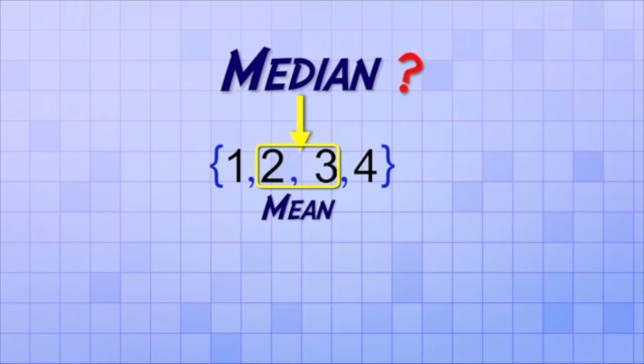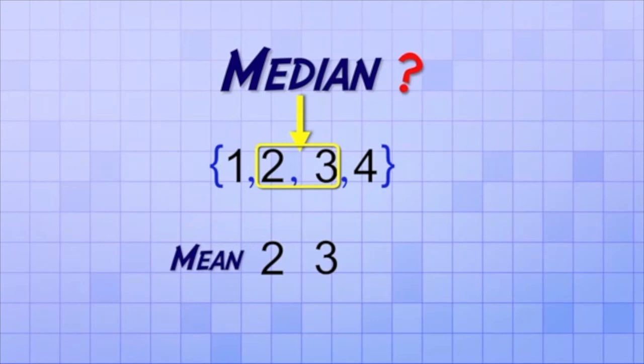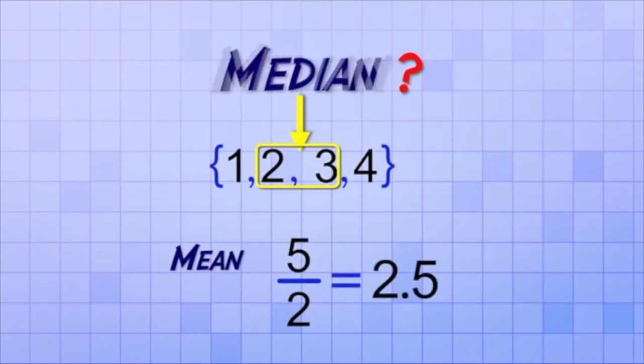For example, in the set 1, 2, 3, 4, we need to take the middle two numbers, 2 and 3, and find the mean of those numbers. We can do that by adding 2 and 3 and then dividing by 2. 2 plus 3 equals 5, and 5 divided by 2 is 2.5. So the median of the data set is 2.5.